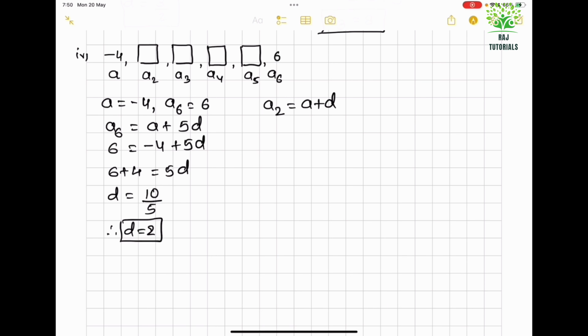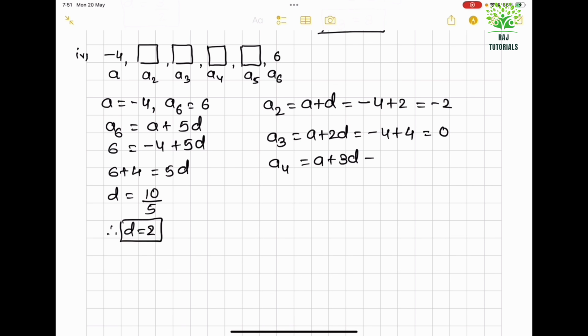a_2 equals a plus d, minus 4 plus 2, so minus 2. a_3 will be a plus 2d, so minus 4 plus 4, 0. a_4 will be a plus 3d, so minus 4 plus 3 twos are 6, so 2. a_5 will be a plus 4d.